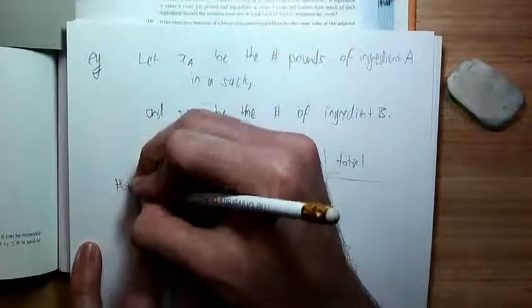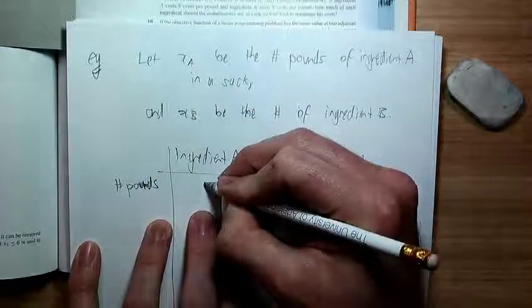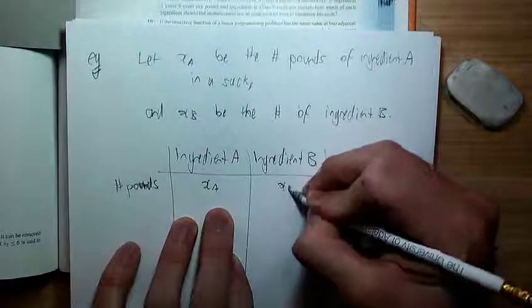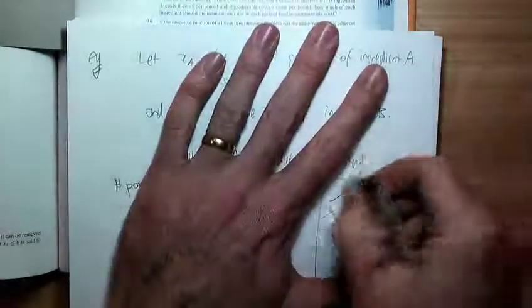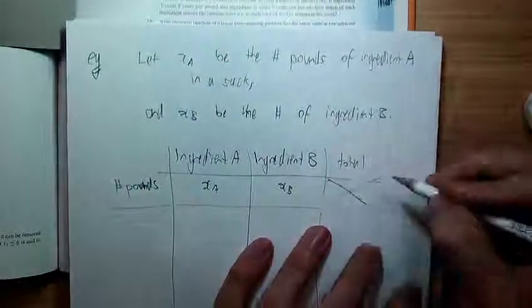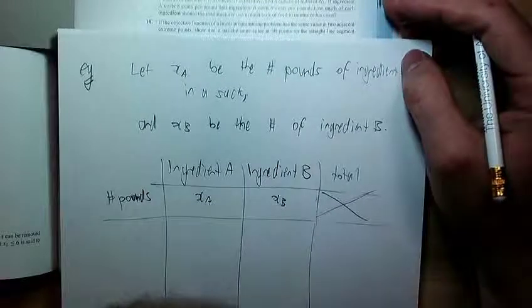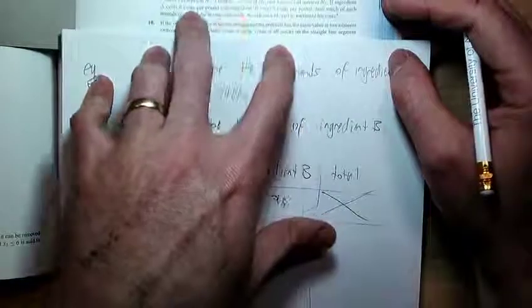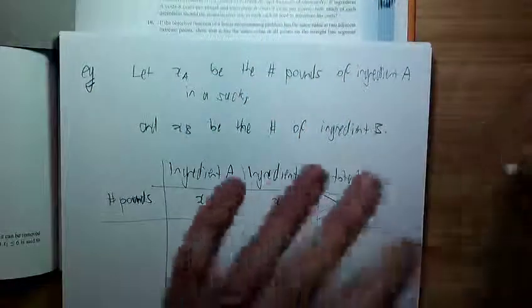So we have the number of pounds in our sack, and this was XA and XB. We don't need a total. Well, I guess I'll just... Okay. Actually, we do need a total. Not sure. We'll figure that out in a minute. We might need a total. Right, let's start from the beginning.